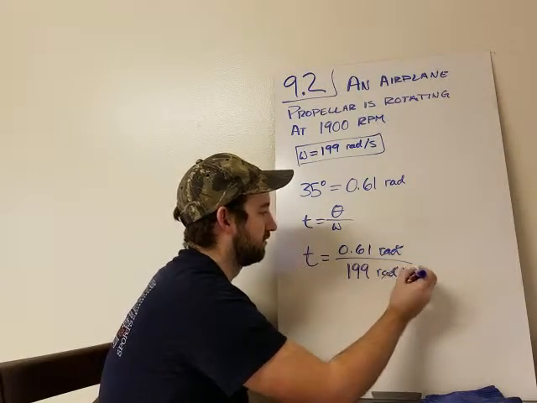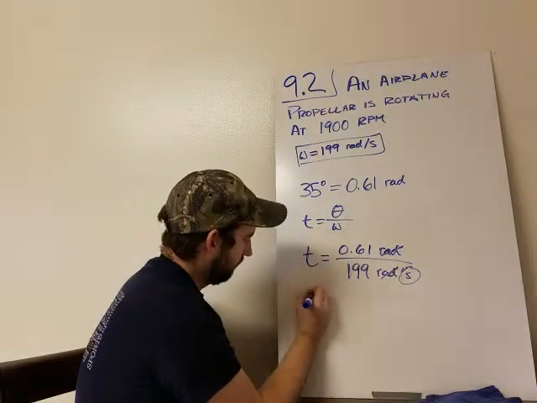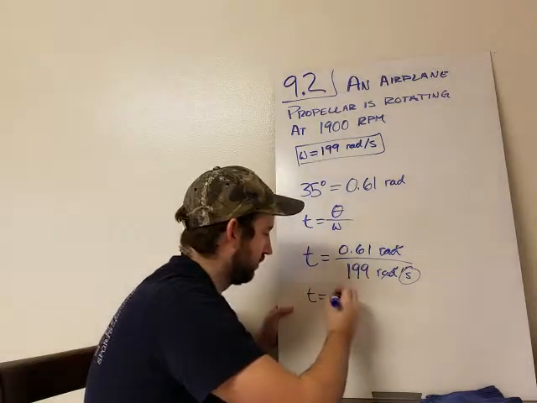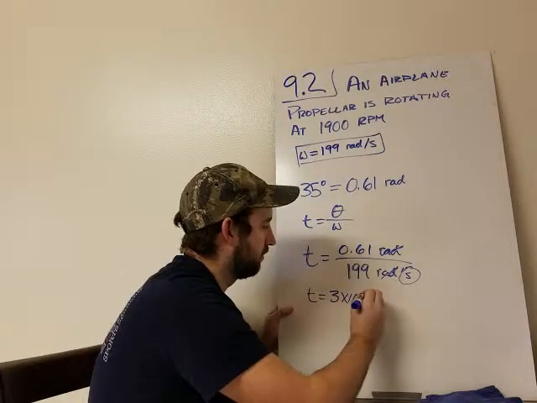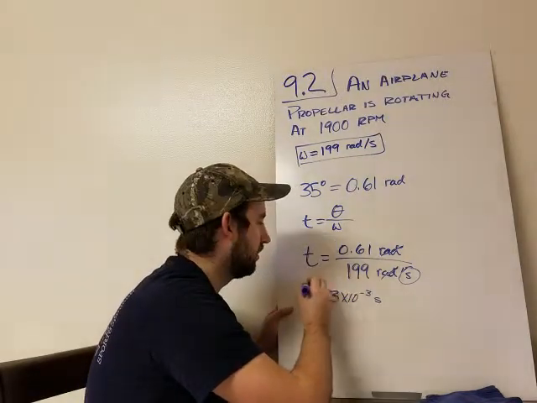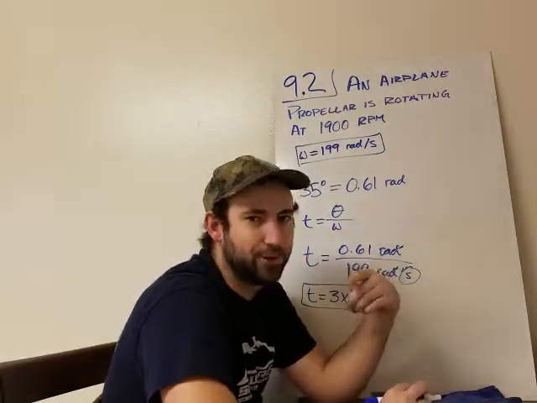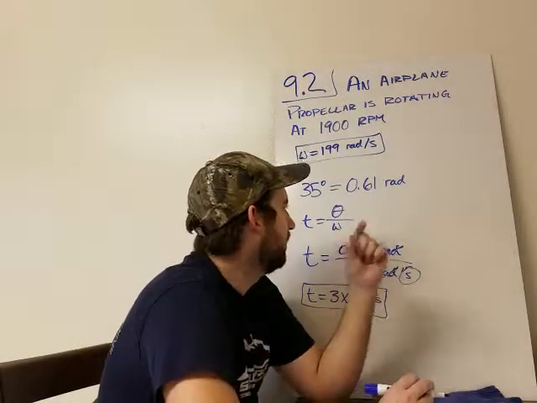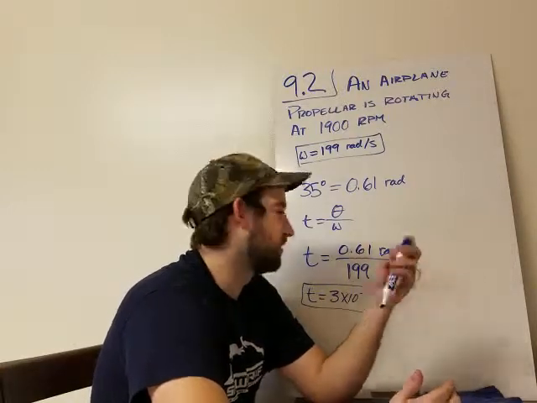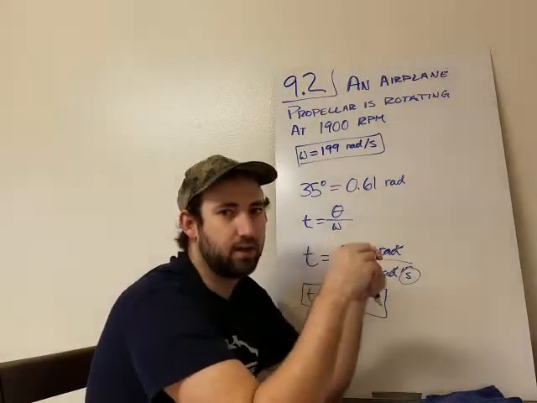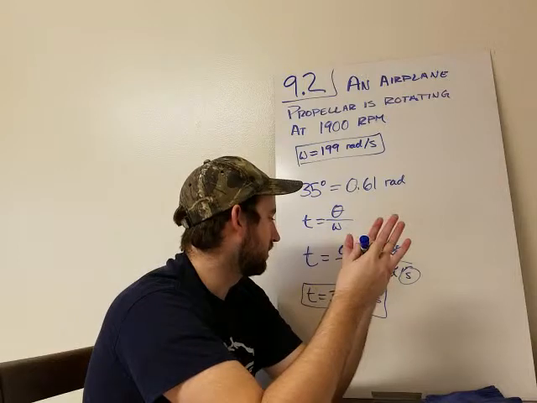Our radians cancel, we end up with seconds, and that time ends up being equal to about 3 times 10 to the negative 3 seconds. And that makes sense, because if it's traveling 1900 rotations per minute, 35 degrees is just a very small part of one revolution. So it's going to make sense that that time is going to be very, very small, a very short amount of time for it to go that distance.